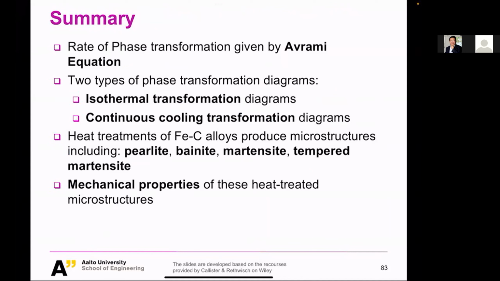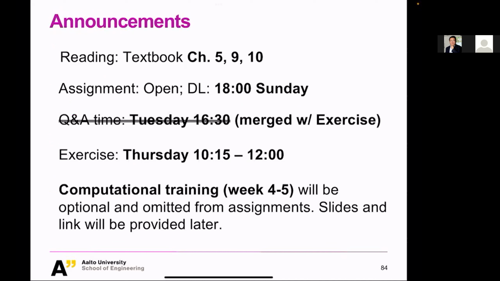This is a list that you have learned already. So for the phase transformation, there's one equation, the JMAK equation, to describe the phase transformation kinetics. And there are basically 2 kinds of diagrams to give you an estimation of the time we need to get your phase transformation done. They're either the isothermal transformation, TTT diagram, or the CCT diagram. And finally, you learned these phases: perlite, bainite, martensite, tempered martensite, and you could also correlate their mechanical properties with their morphology. I think that's all about today's lecture.